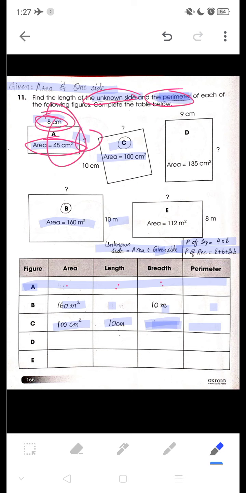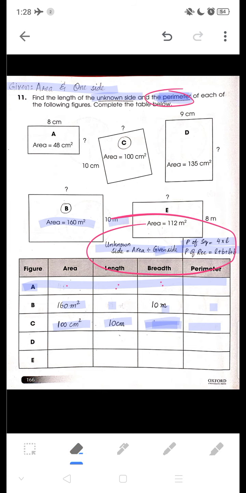Now you can do this page by applying these formulas. Keep them in mind, and you have to do the rough work on some rough page, and you have to fill this table here. Now moving on to the next page. Now the next page is 168.